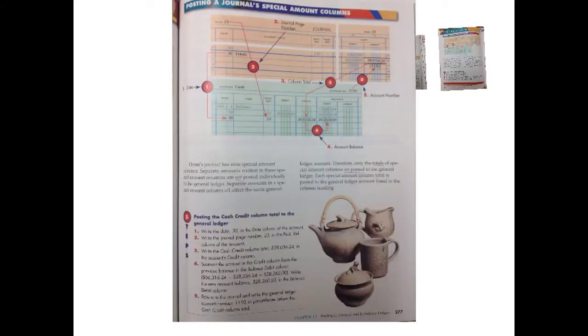On 277, it shows posting a journal with special amount columns. Now, in our journal, we have several special amount columns. If it's not the general, it's a special. That's the reason that they're there. And these special amount columns, we do not post all the items individually. Okay? So, on the last page, let's see here.